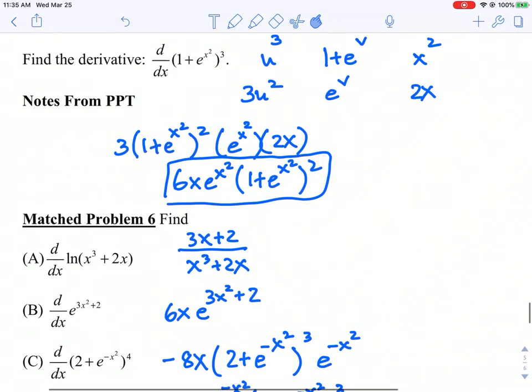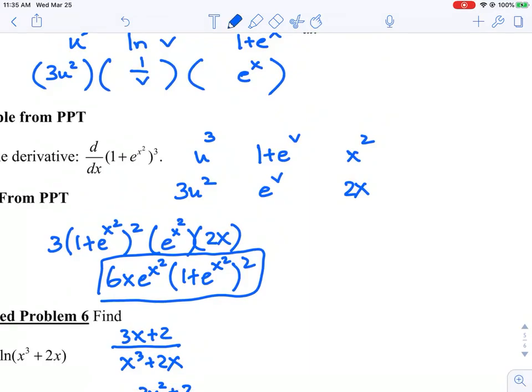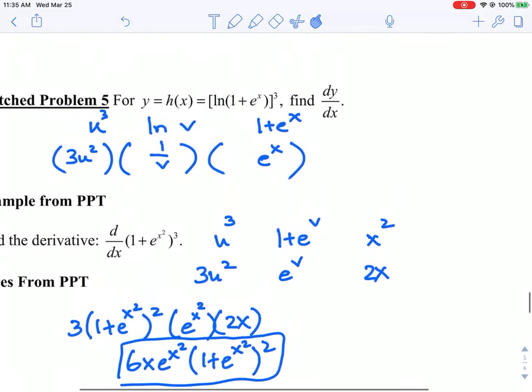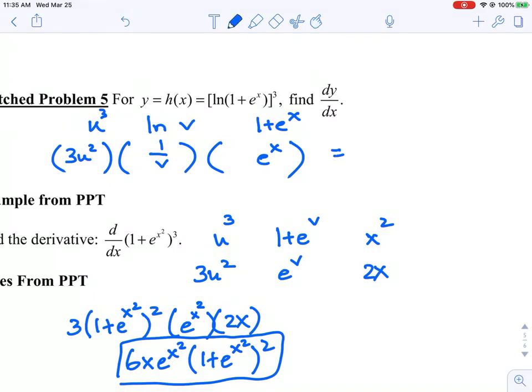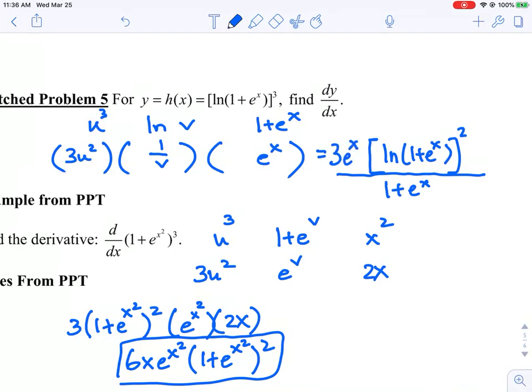Okay, hopefully you were successful in all those. I did not write my answer up here to confirm your match problem 5, so let me just do that real quick for you. And there should be an e to the x up here. Okay, and this concludes part 2.